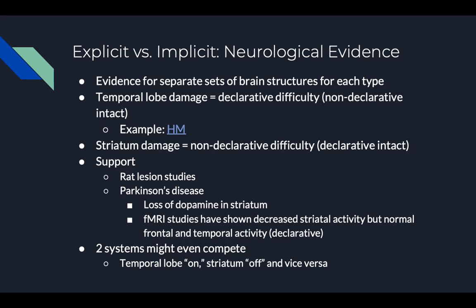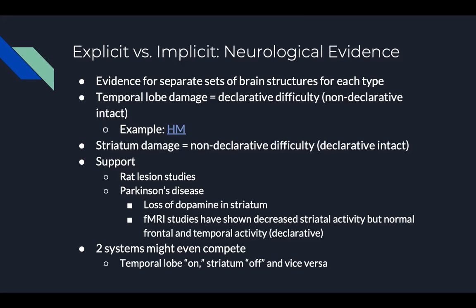And so there's also been additional neuroimaging evidence, interestingly enough, that has suggested not only are there two different sets of brain structures involved with explicit and implicit memory, but there actually seems to be this sort of competition with one another.